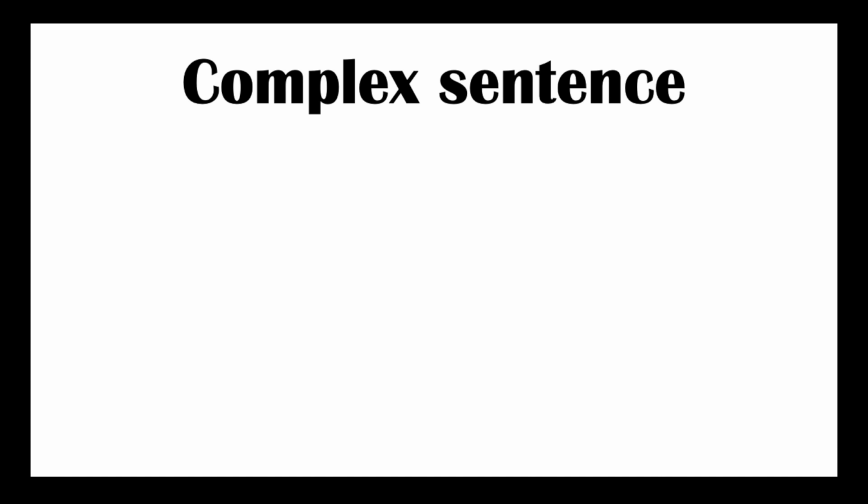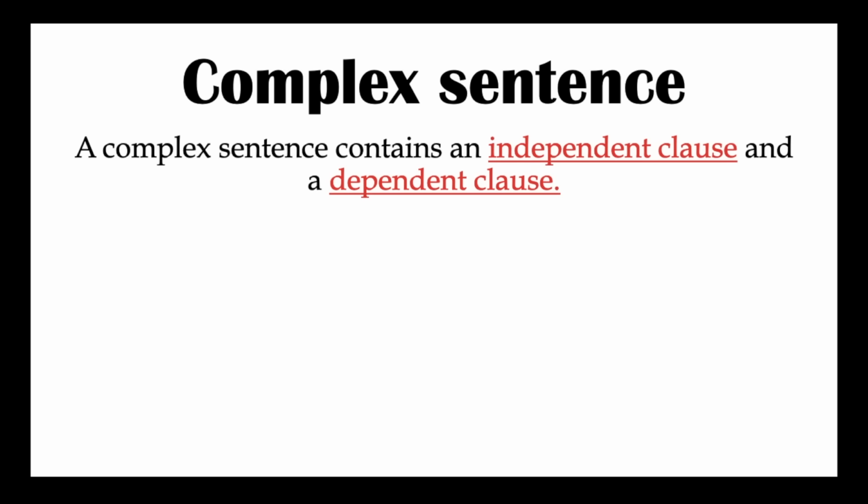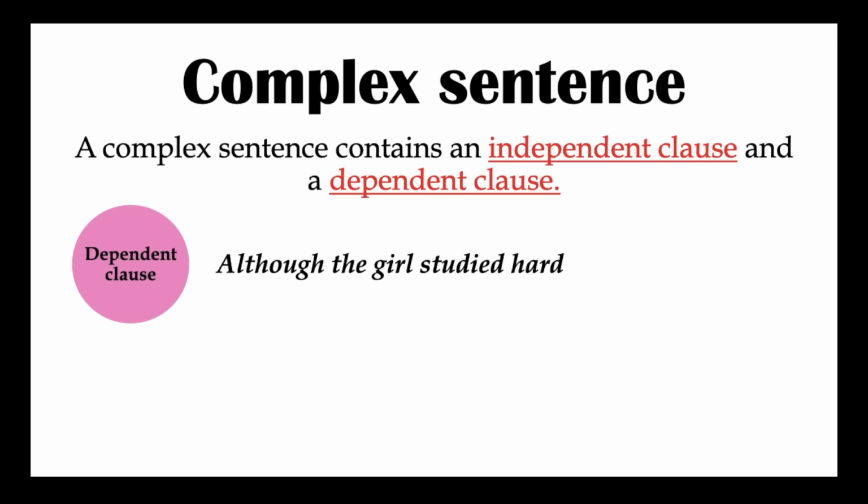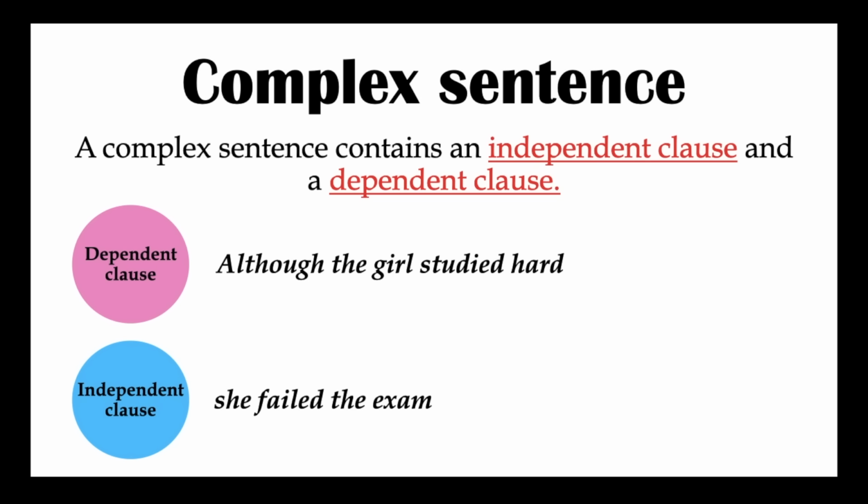Complex sentence. A complex sentence contains an independent clause and a dependent clause. Let's take a look at an example. Although the girl studied hard, this is a dependent clause. It does not make sense on its own. She failed the exam. This is an independent clause. It does make sense on its own.